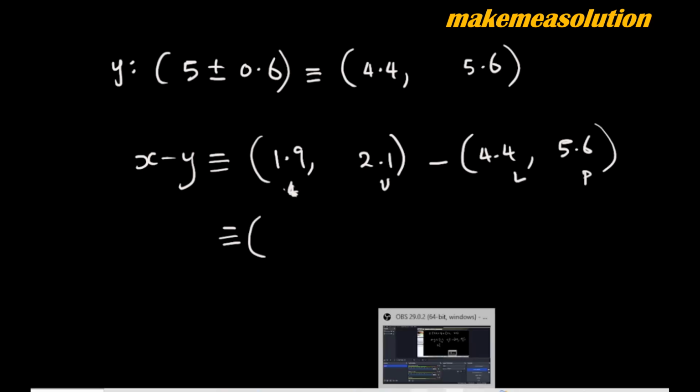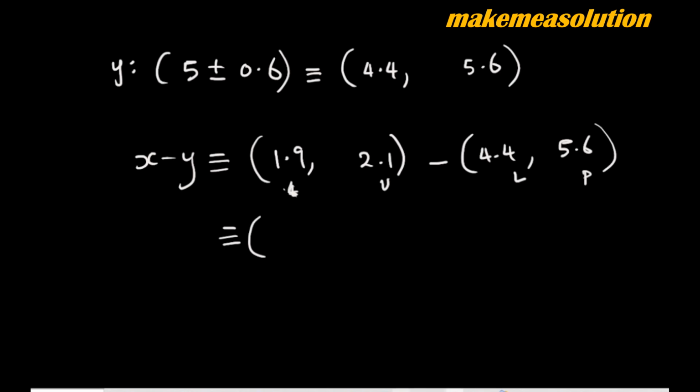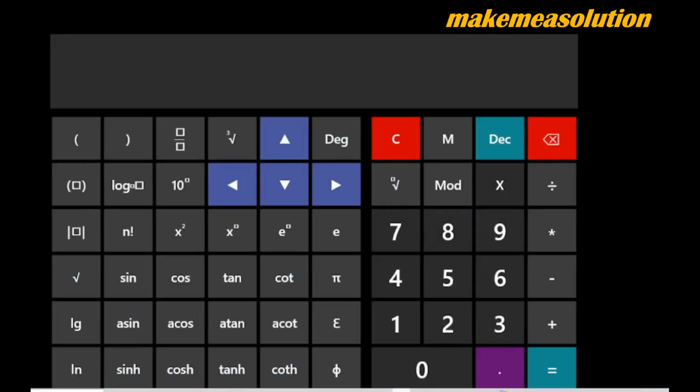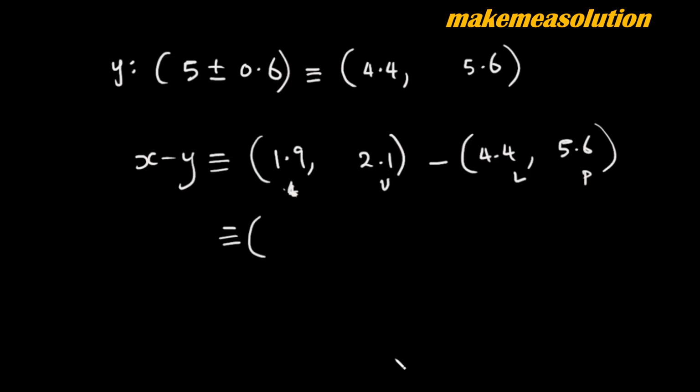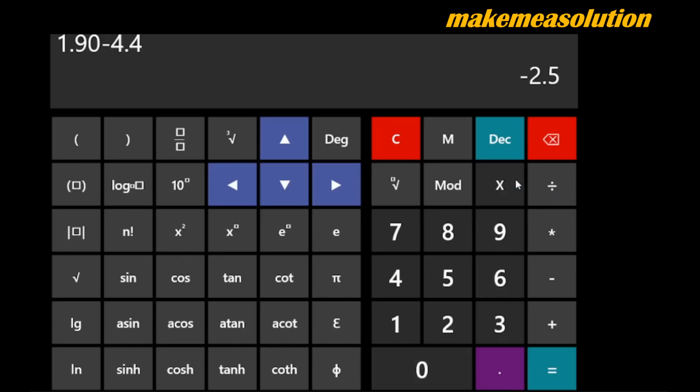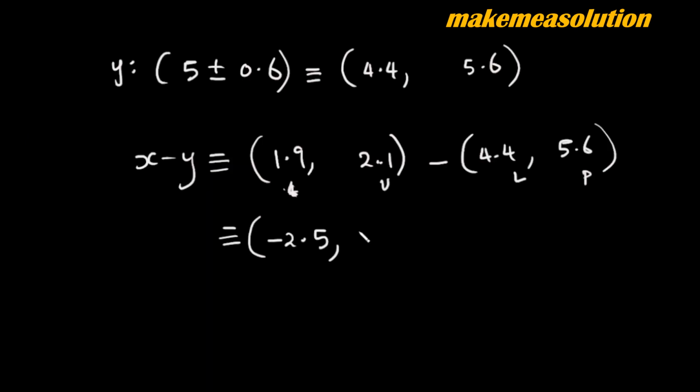I'm just going to toggle the on-screen calculator over here. 1.9 minus 4.4, so this is a negative 2.5. Then I do 2.1 minus 5.6, negative 3.5. So this is what I'm getting as my x minus y.